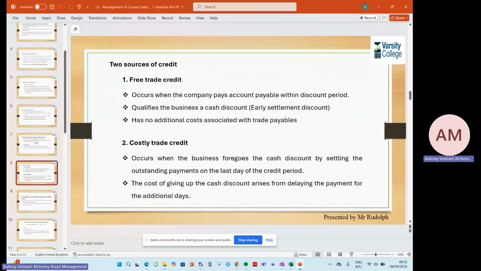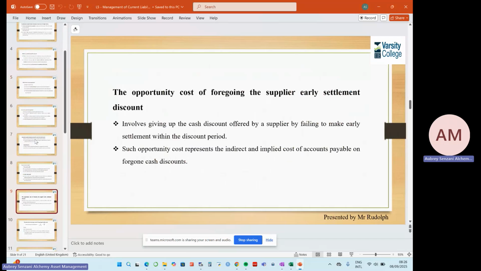of the credit period. The cost of giving up the cash discount arises from delaying the payment for the additional days. So they'll say, for instance, if you pay within 45 days, you can pay 9,000 instead of 12,000, for instance, right? And then obviously, if you pay on the very last day, the 60th day, then you must pay the full 12,000. Okay. Right. The opportunity cost of foregoing the supplier early settlement discount.